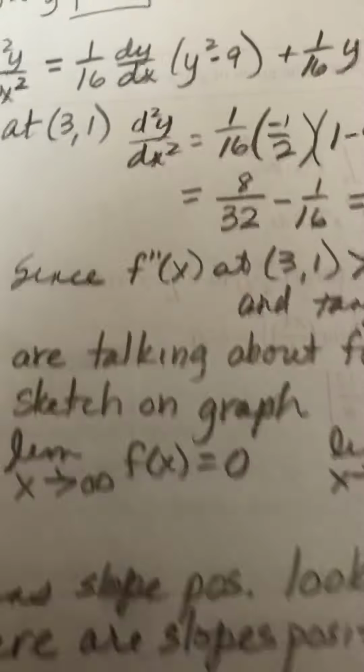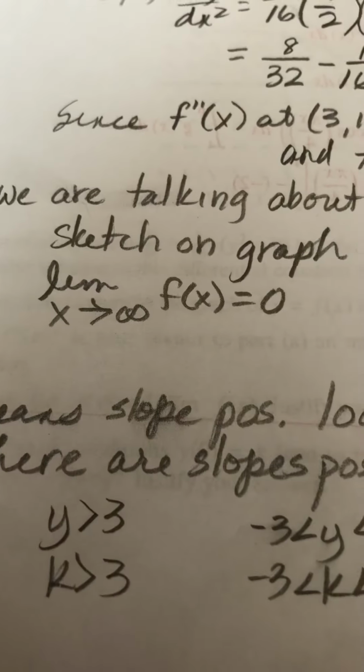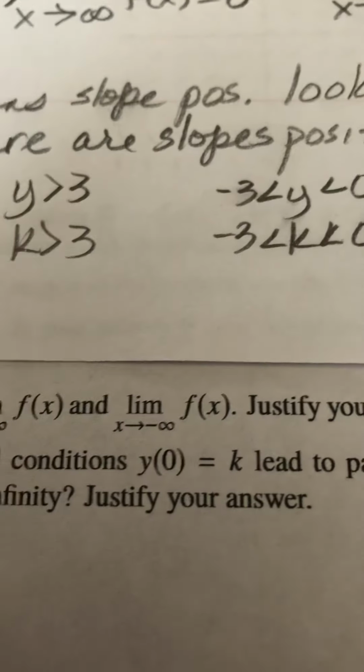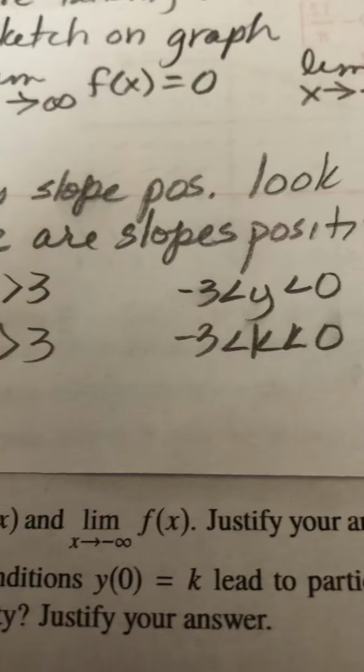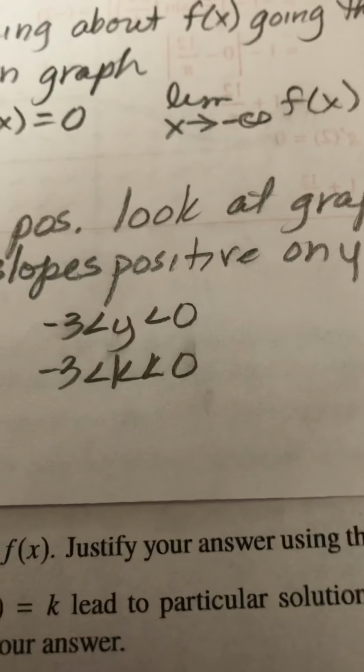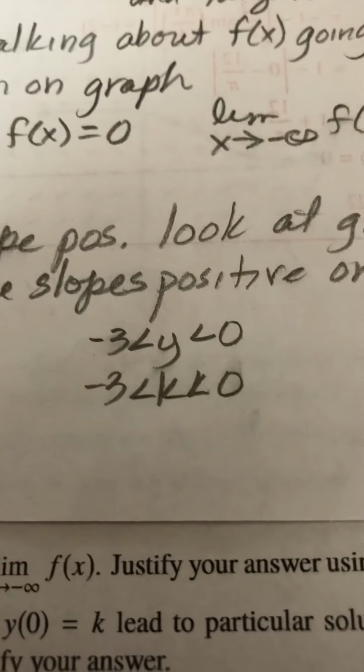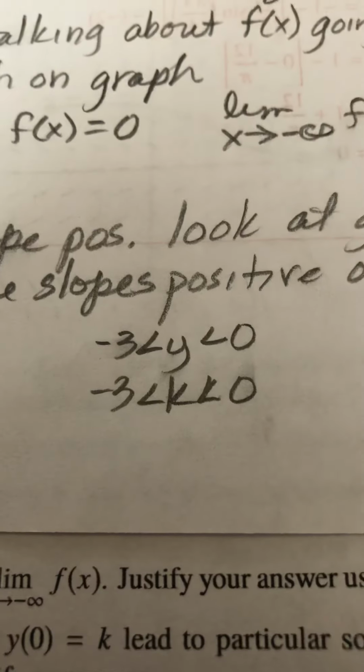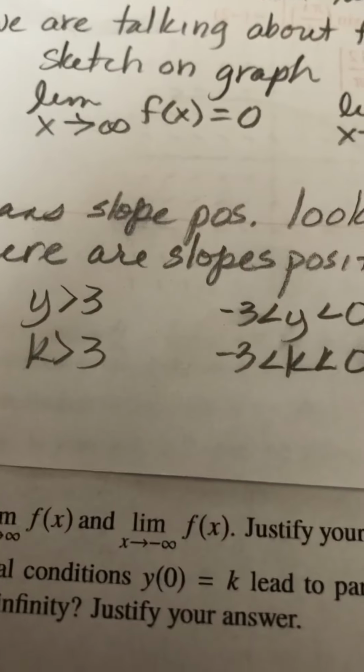So how do we describe that? Well, it's when y is greater than 3, but remember, y of 0 equals k, so that means k is greater than 3. And it's also when y is between negative 3 and 0, but again, y is k, so it's when k is between negative 3 and 0.